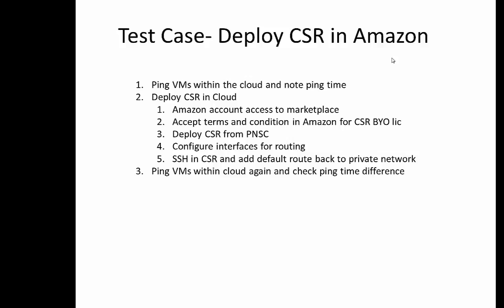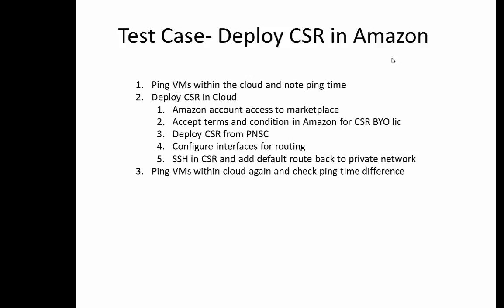Now, to deploy the CSR, you have to do a few things. Number one, you have to have access to the marketplace in Amazon. So you have to go into the marketplace, accept the conditions, and say that it'll be bring your own license. Then you deploy the CSR from PNSC. PNSC is the Prime Network Services Controller. Probably by now you know. That's the place we would use to deploy the CSR and also the VSG.